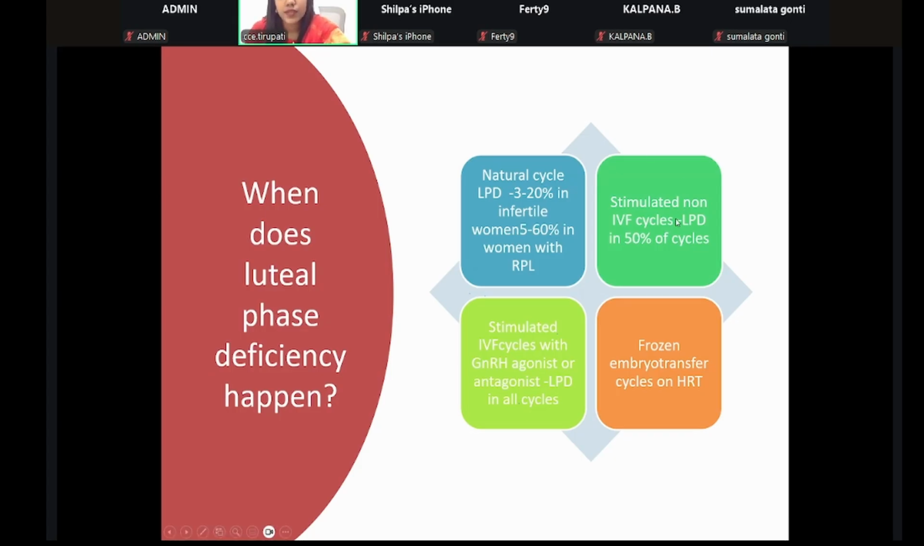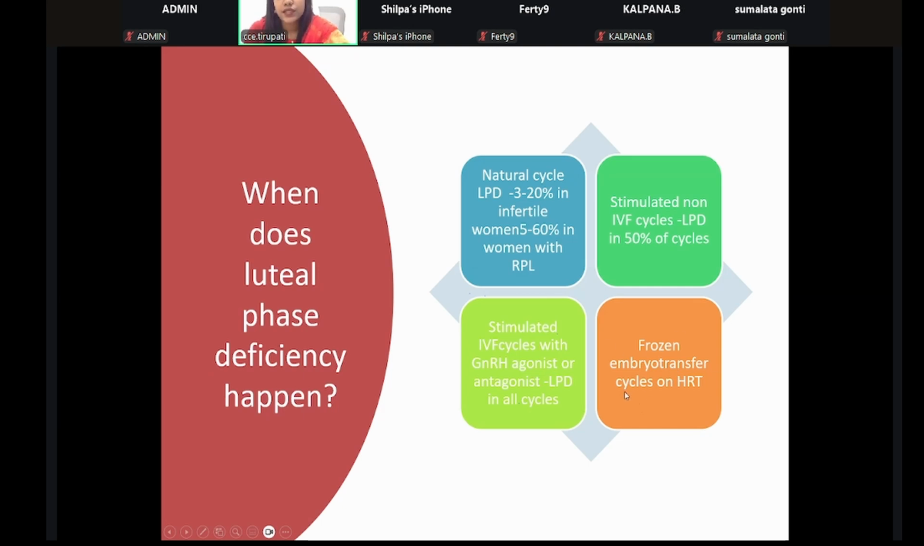And in stimulated non-IVF cycles, like for IUI, or ovulation induction with timed intercourse, where we stimulate, in 50% of the cycles it is seen. So we need to give luteal phase support whenever we do stimulated cycles. And in stimulated IVF cycles with agonist or antagonist, normally in IVF we do either agonist or antagonist cycles. In all cycles, the luteal phase will be defective. So in all stimulated cycles, luteal phase supplementation is mandatory.